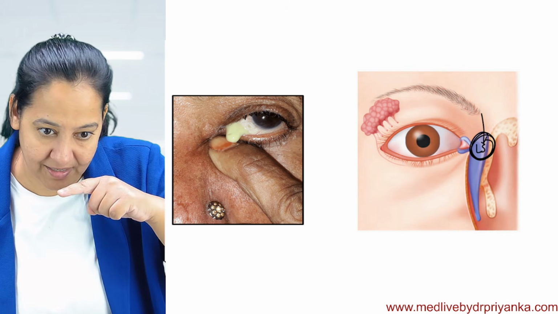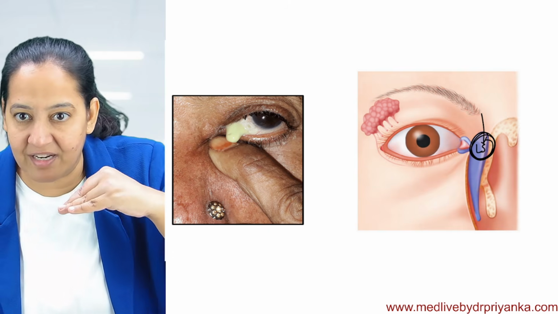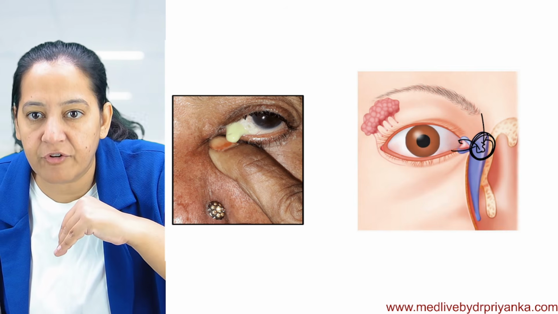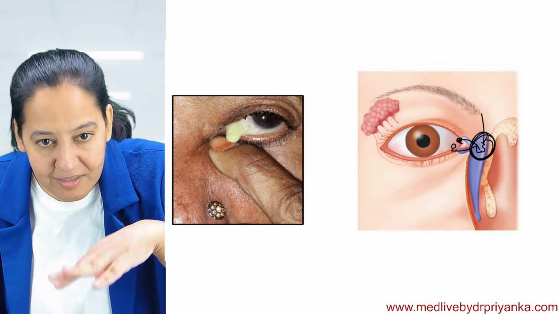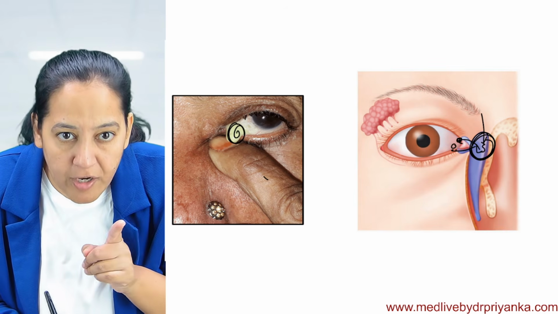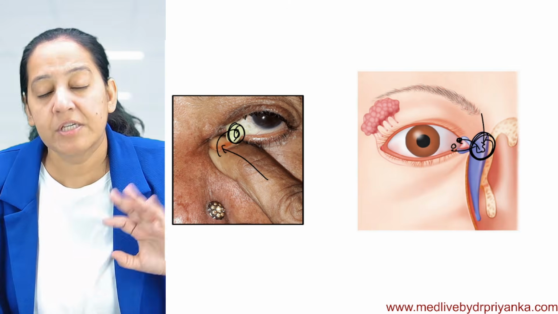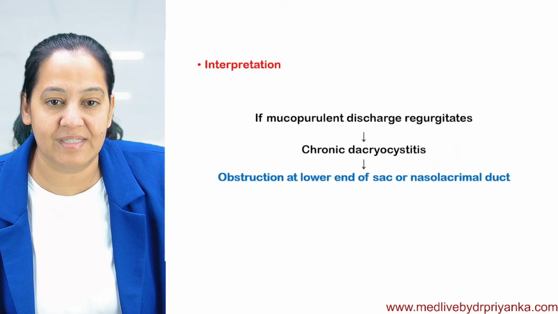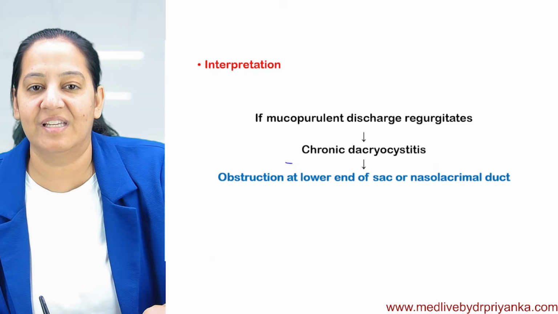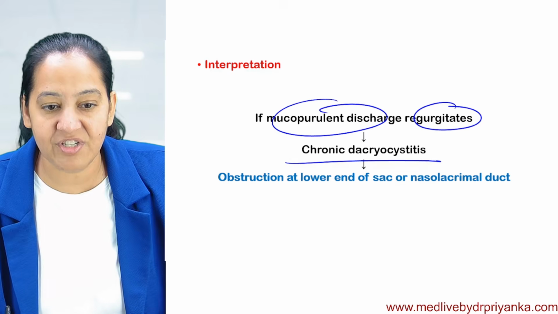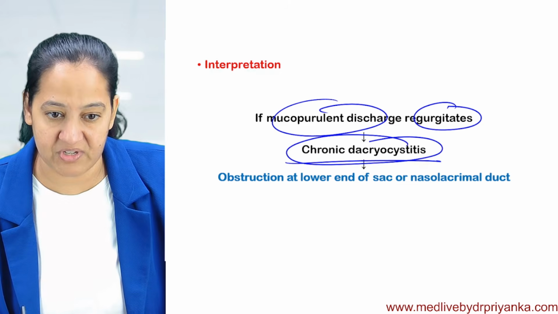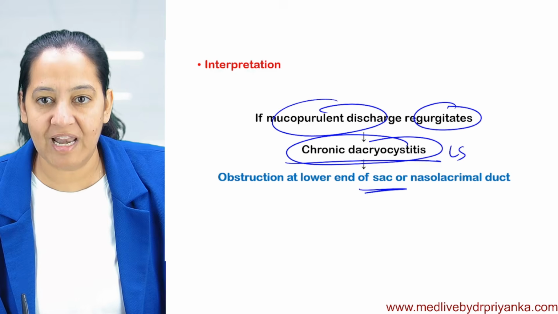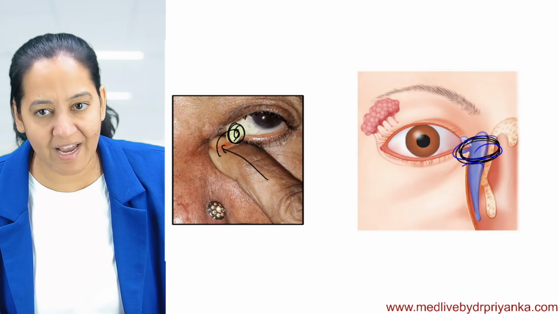If pus is accumulated inside it, there is inflammation in the sac, and it will regurgitate from the canaliculi, from these two puncta. Can you see the pus? On applying the pressure, the pus is regurgitating. So it is indicating the obstruction is at the level of the sac. There is inflammation in the sac, known as dacryocystitis. If mucopurulent discharge is regurgitating, that indicates chronic dacryocystitis, meaning inflammation of the lacrimal sac. So there is obstruction at the level of the sac or beyond.